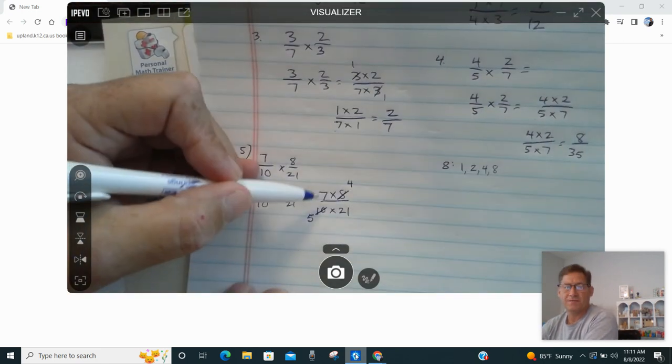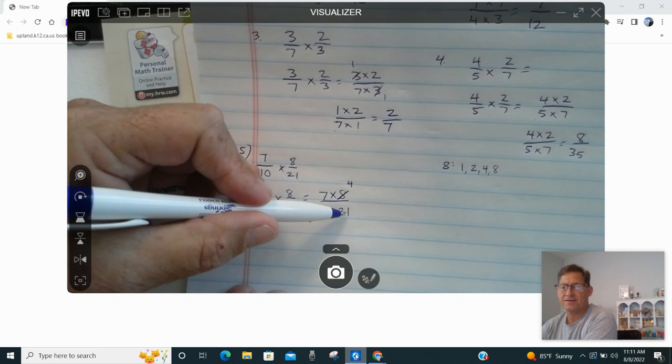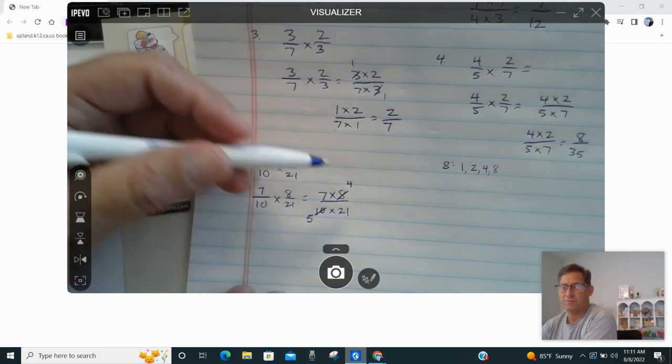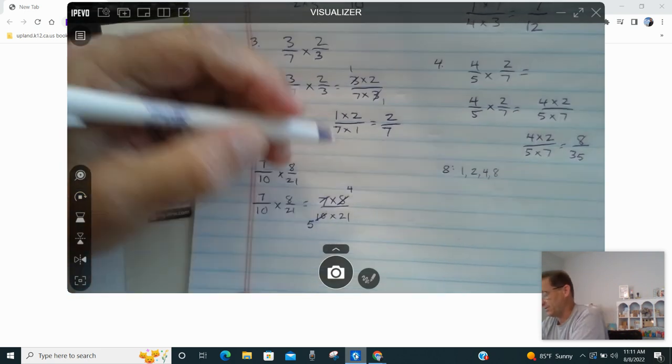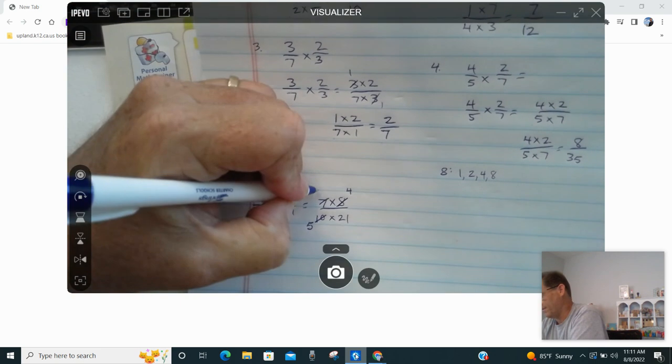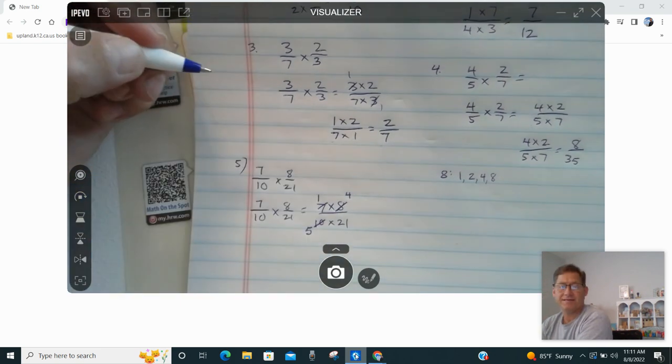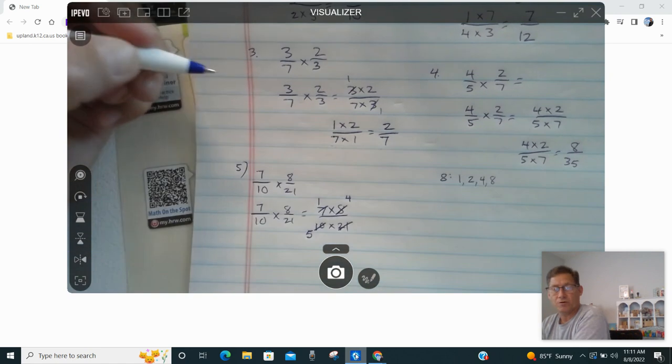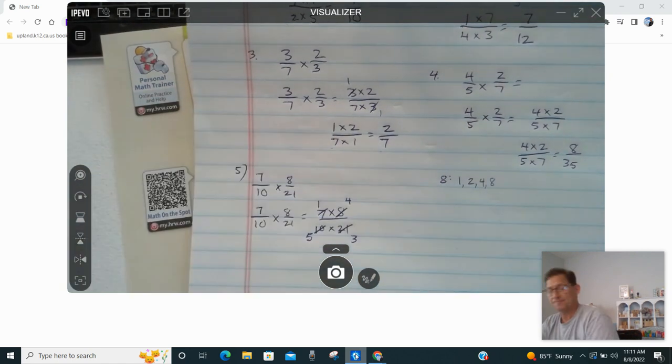We know 7's prime. It's not a factor of 5. Is it a factor of 21? Sure, right? 7 times 3. So let's reduce this one by dividing the numerator 7 by 7 and the 21 by 7 to get 3.